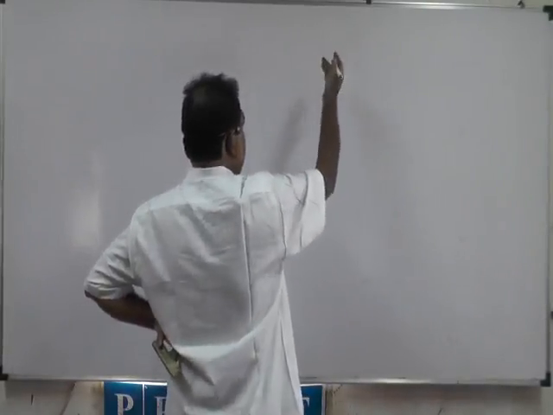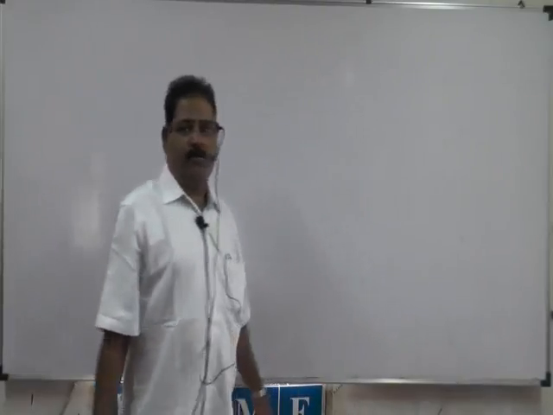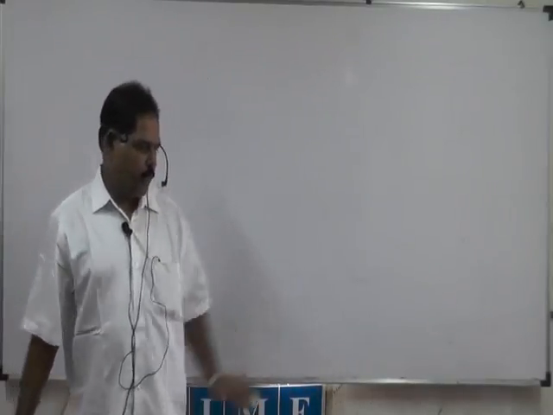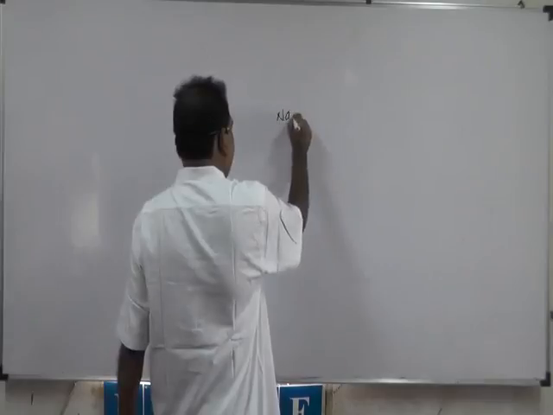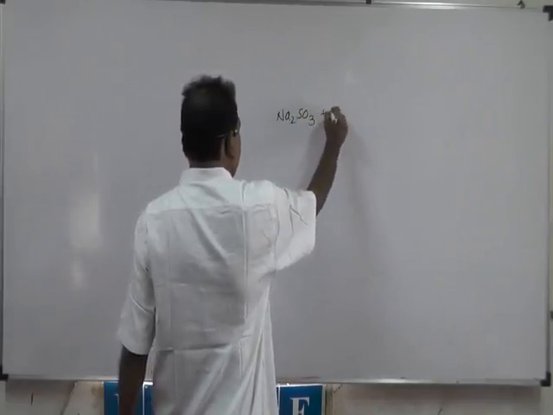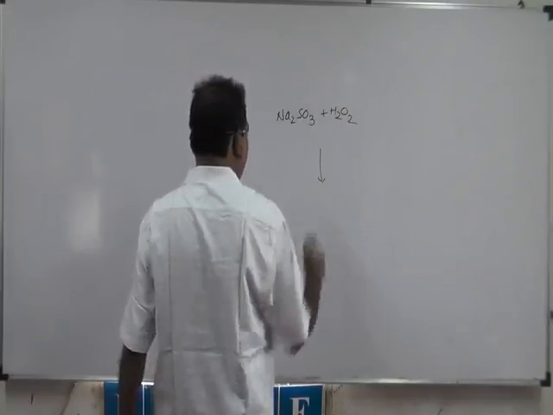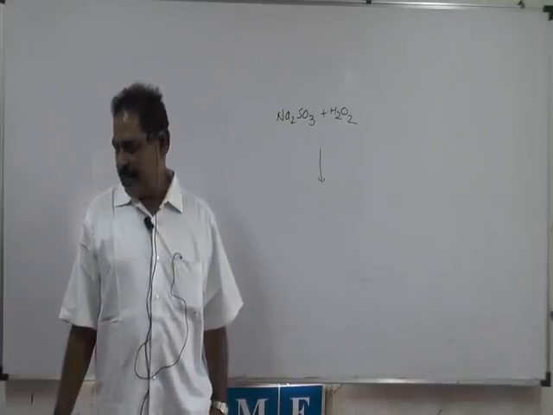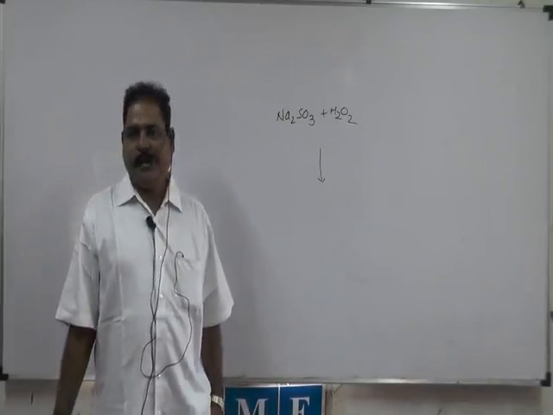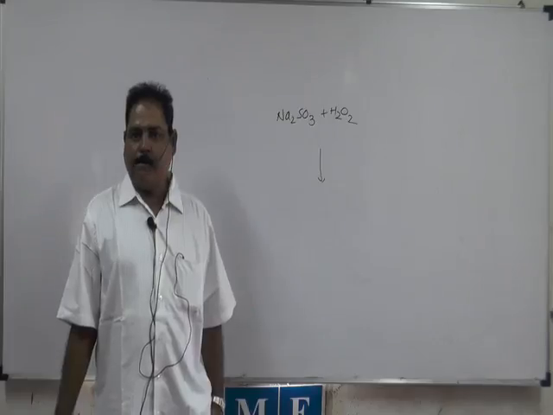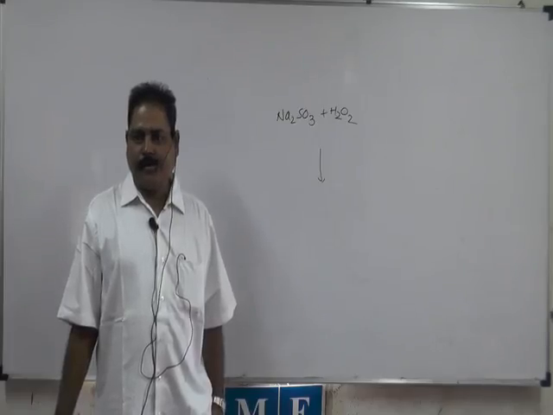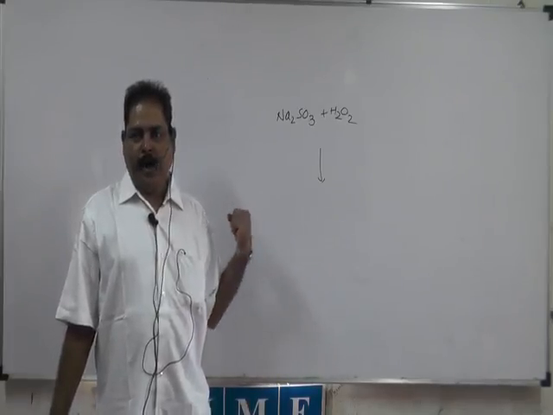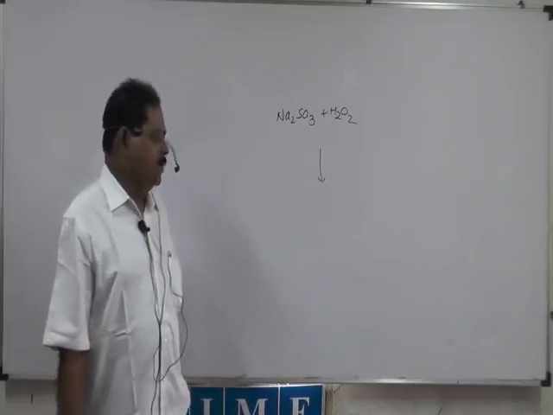So, can you find out whether there is a peroxy linkage or not? Na2SO3 plus H2O2, what will be the product? What are the products?